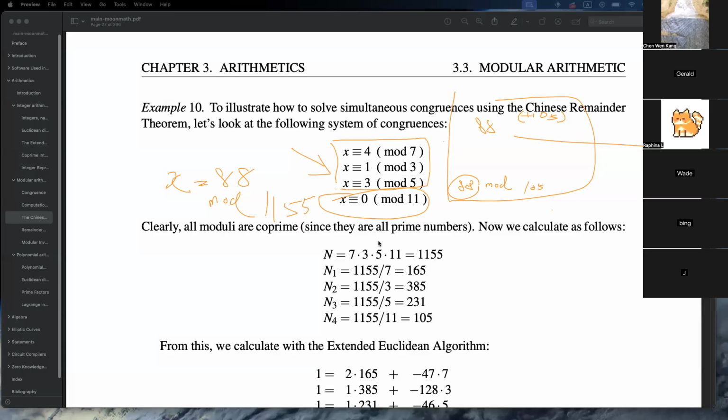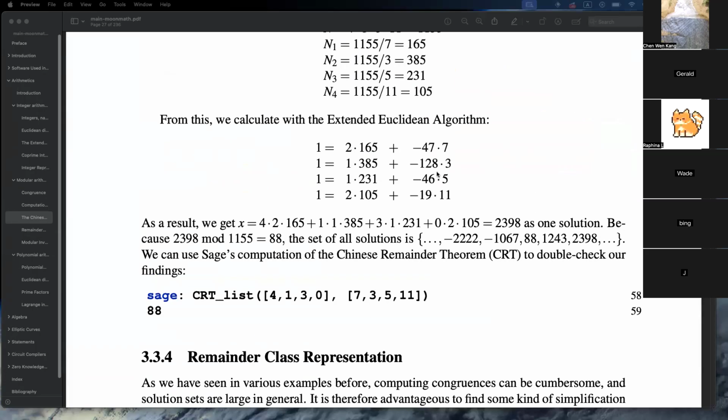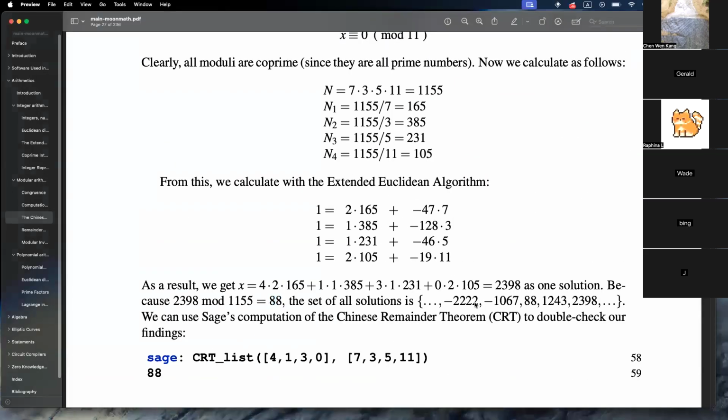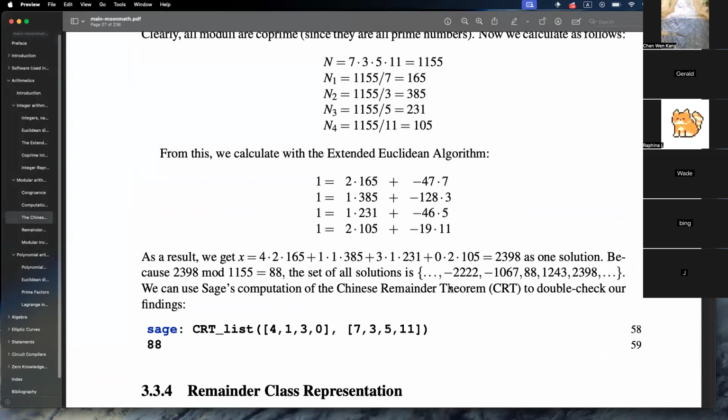Okay, let's see if I'm right. Oh, I can't scroll with this, so I'm just gonna clear everything. 1, 2, 3, boom. Okay, great. So is it 88? Yep, so it's 88 mod 1155, right?